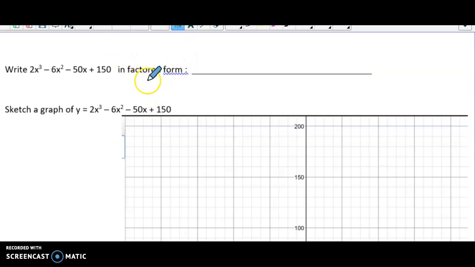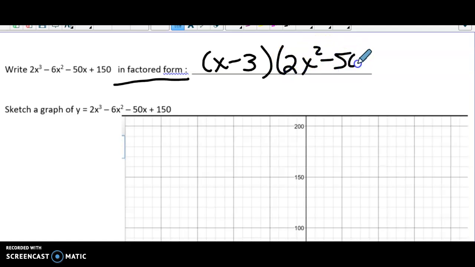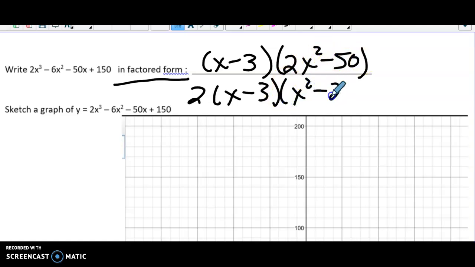Now, one thing, if they do want it in factored form, then I would have had to have divided like I did with the long division. x minus 3 times 2x squared minus 50. And then that's not completely factored because I could bring a 2 out of the 2x squared minus 50 and just write that as x squared minus 25 if I take 2 out of this and move it out front. Well, now that's the difference of two squares.